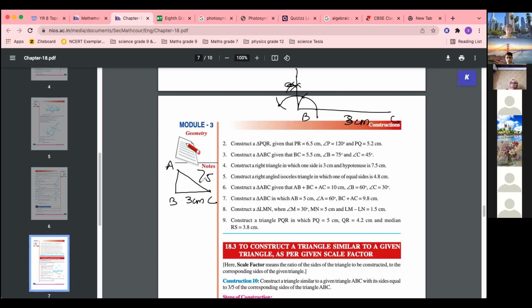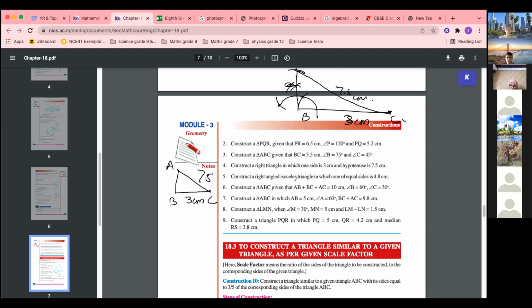This is 7.5. So how much will you take in the compass? You'll take 7.5. And from here you will cut because this side is 7.5. So from C, you will cut 7.5 on this line so that this line is now 7.5. Is it clear? So this way you have to draw the right triangle.